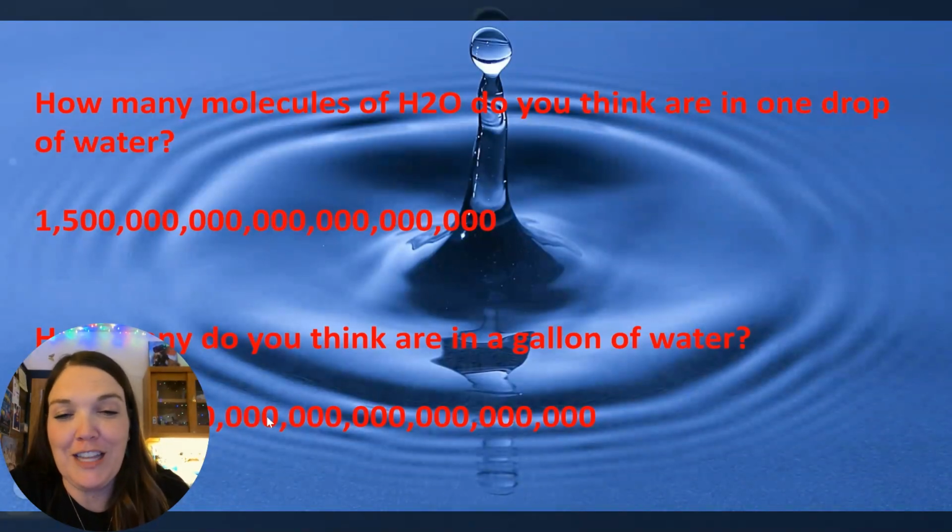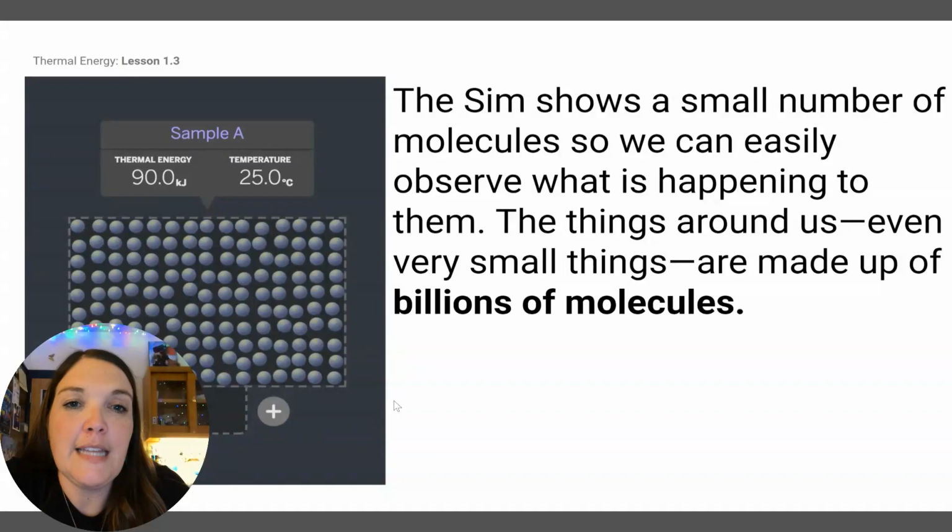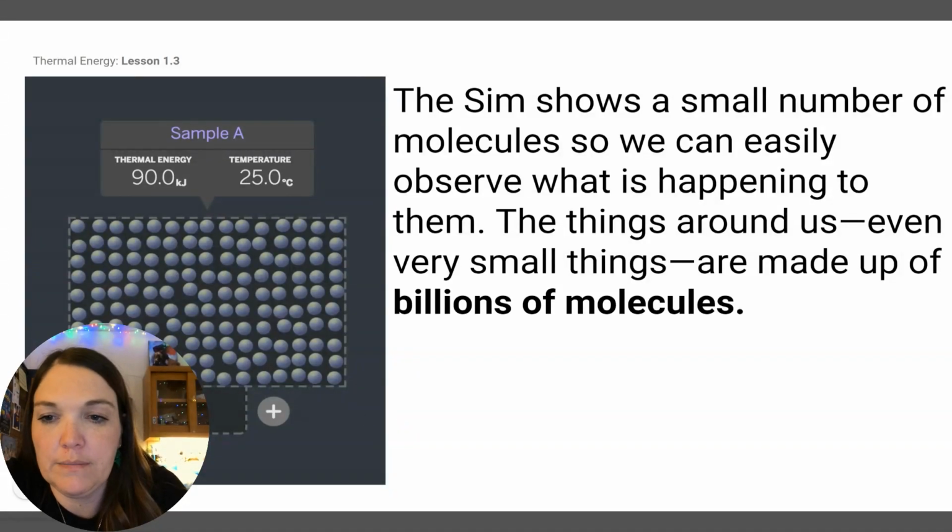126 gajillion. No, just kidding. There's a lot, more than we could even wrap our brains around. The sim shows a small number of molecules so that we can easily observe what is happening to them. That's the point of a simulation. The things around us, even very small things, are made up of billions of molecules.